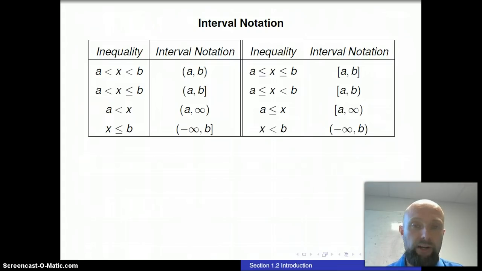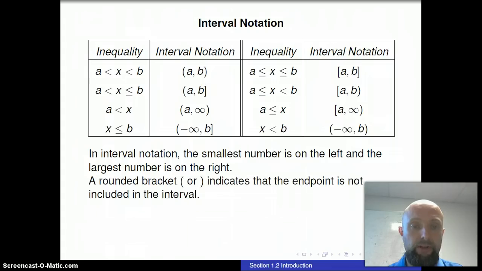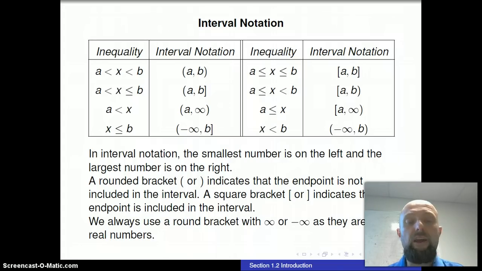Some remarks regarding interval notation. In interval notation, the smallest number is on the left and the largest number is on the right. A rounded bracket indicates that the endpoint is not included. A square bracket indicates the endpoint is included in the interval. And finally, we always use a round bracket with infinity or negative infinity, as they are not real numbers.